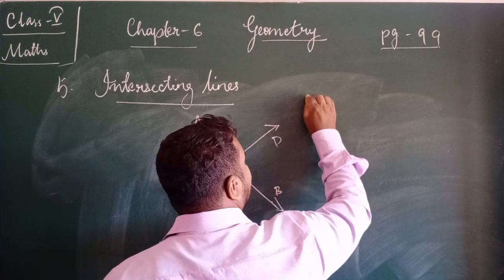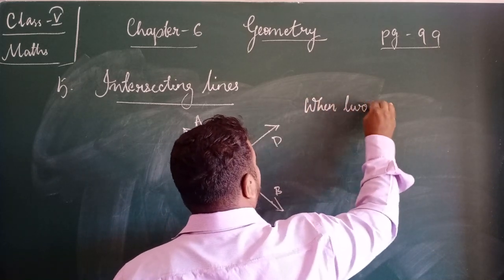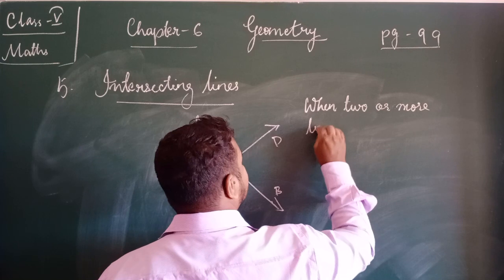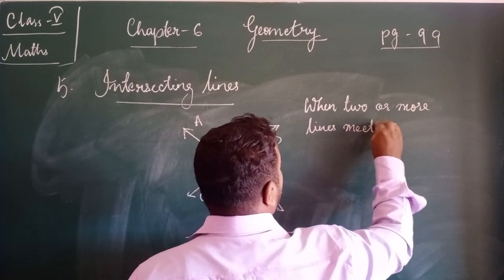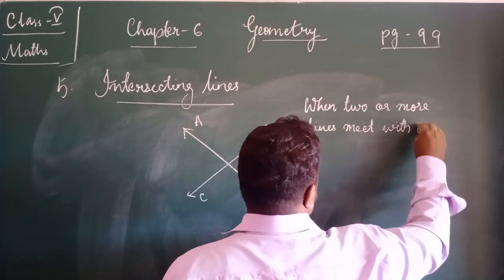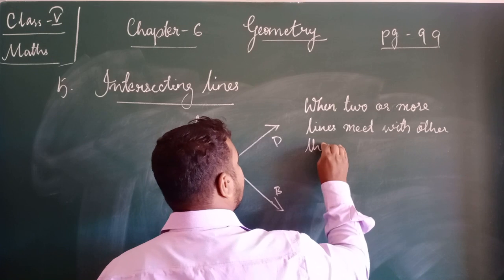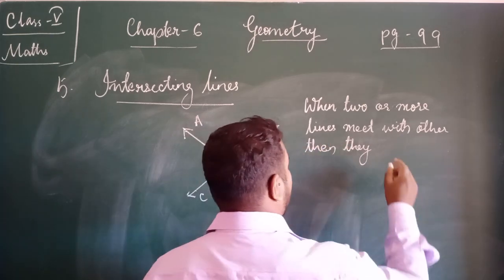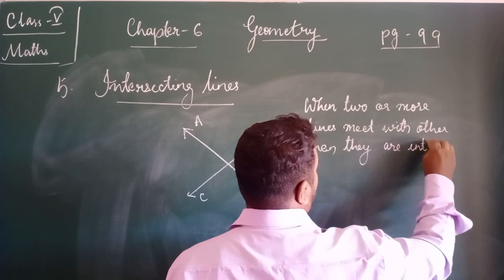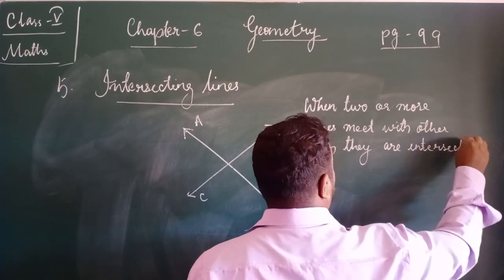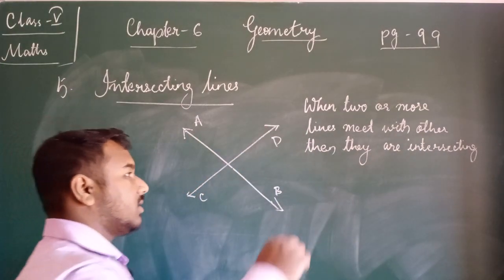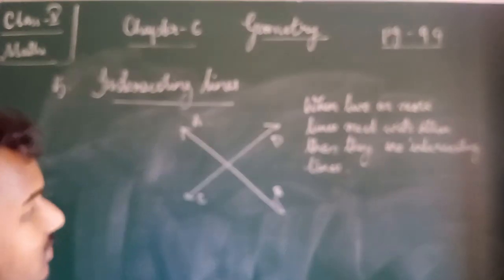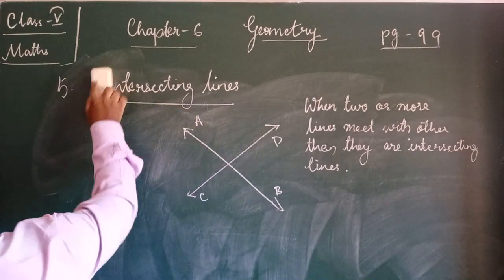Okay, so we will write here when two or more lines meet with each other, then they are called intersecting lines. Then what they are called? They are called as intersecting lines. Clear all of you? Then the sixth one.